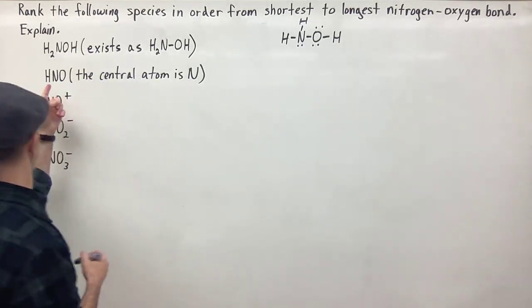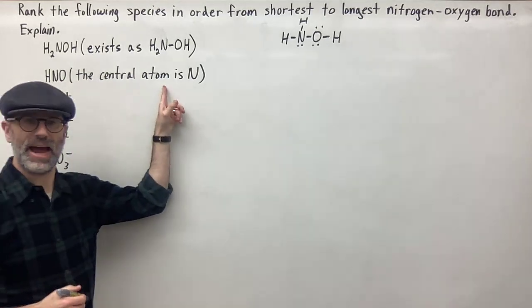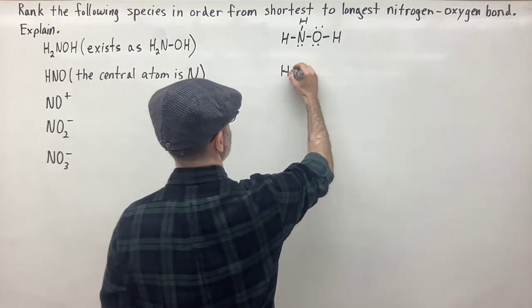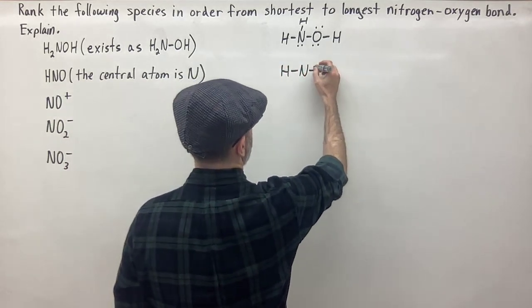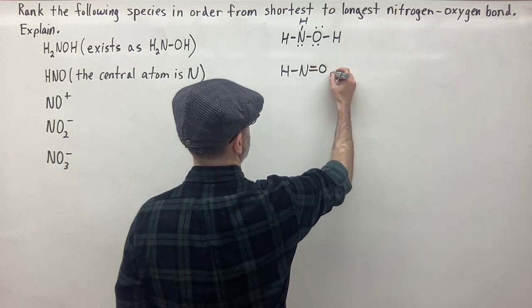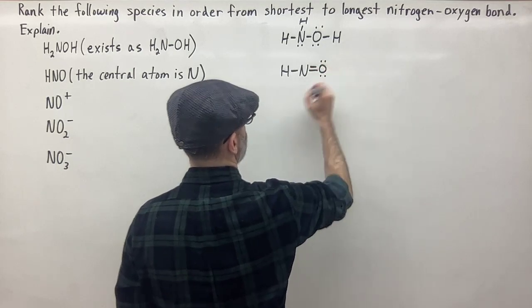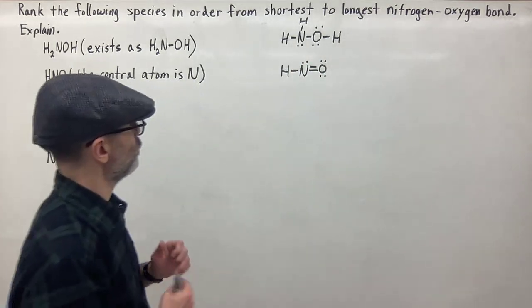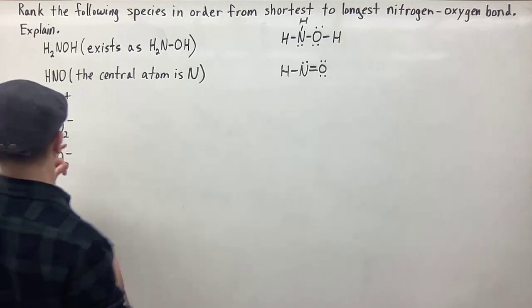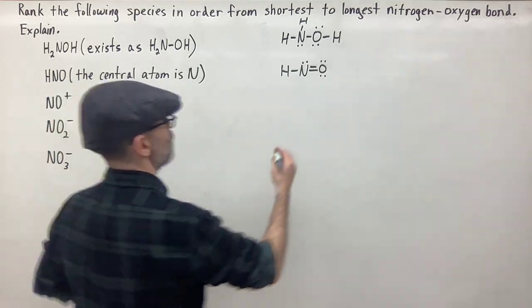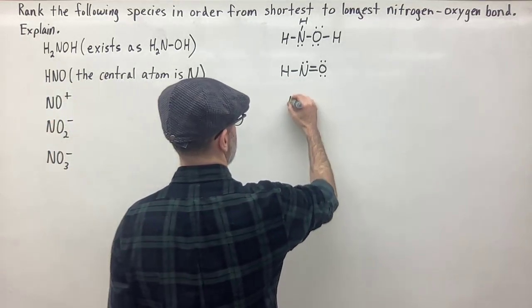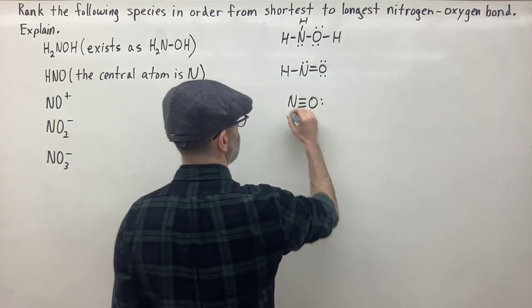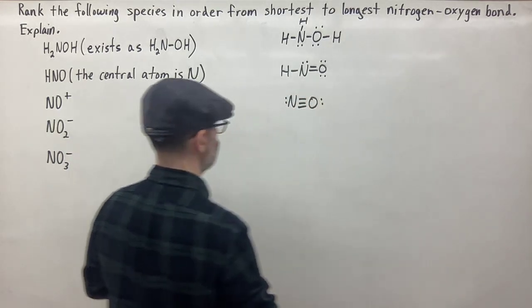Now for HNO, we're told that the central atom is N. So for this one, it's going to be H, N, and then here we're going to have a double bond to O and lone pairs there. Okay, next we have NO+. For NO+, we're going to have N with a triple bond to O, like so.